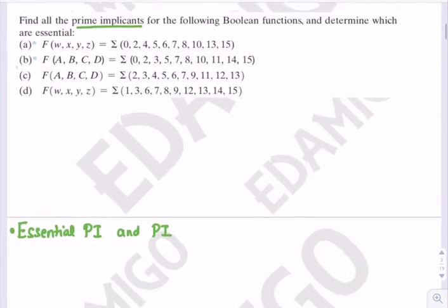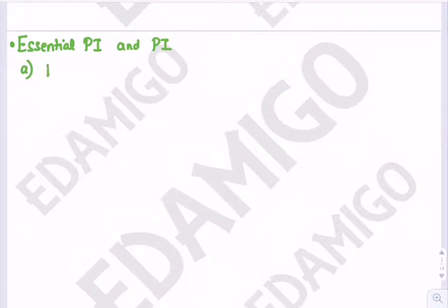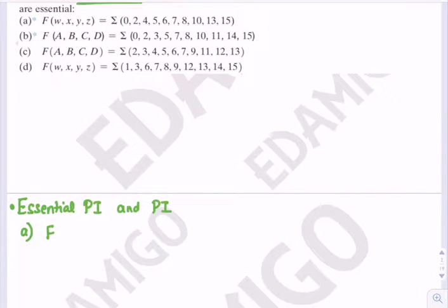So I will be telling you the concept of essential prime implicants and prime implicants. Now the function is given to us. The first function is f, f(0, 2, 4, 5, 6, 7, 8, 10, 13 and 15).